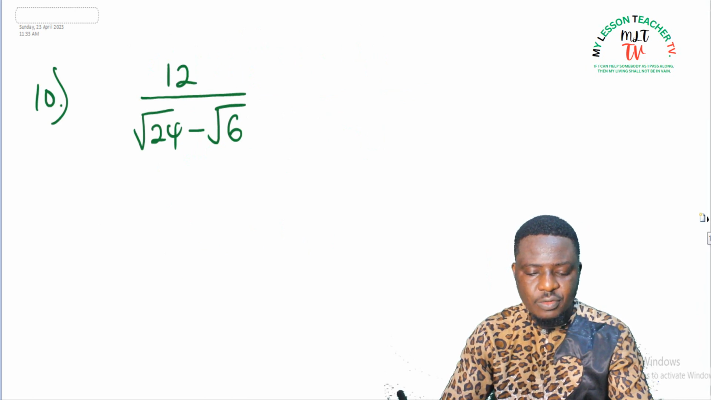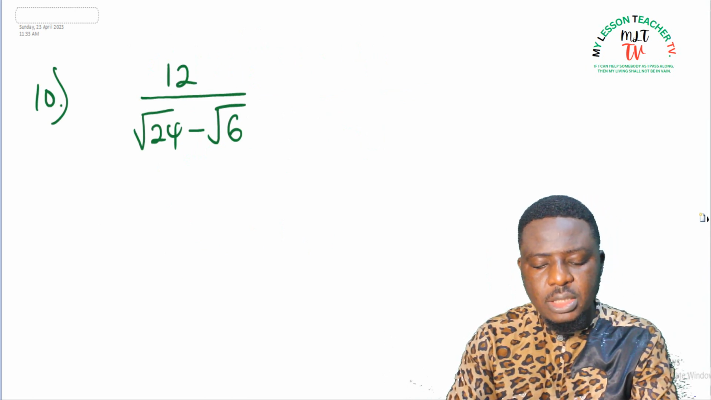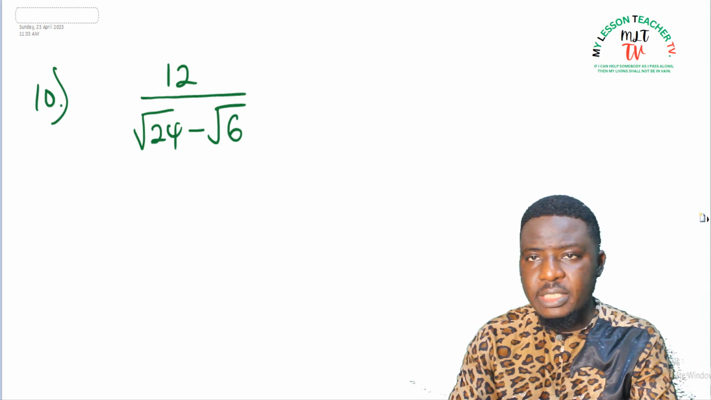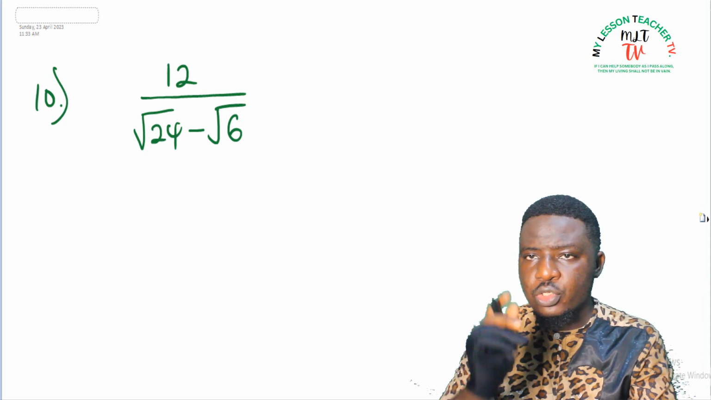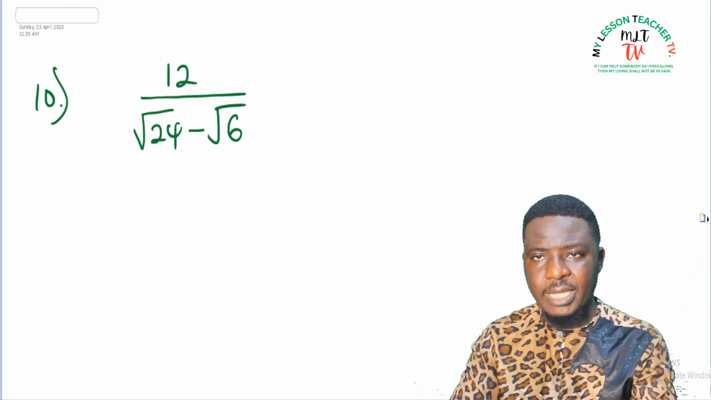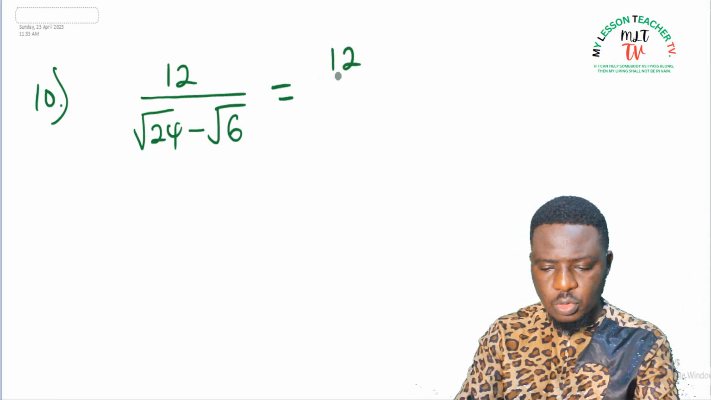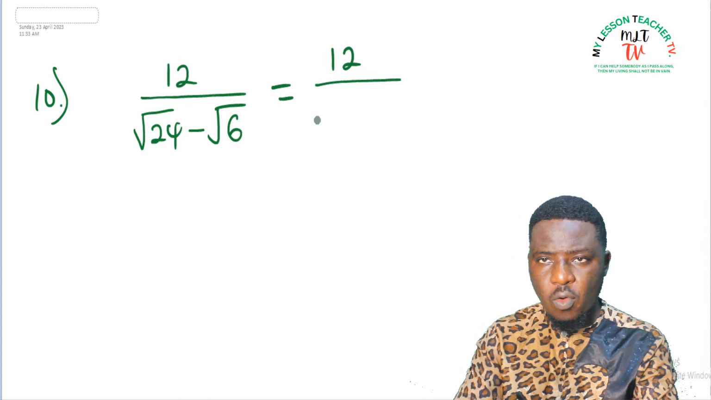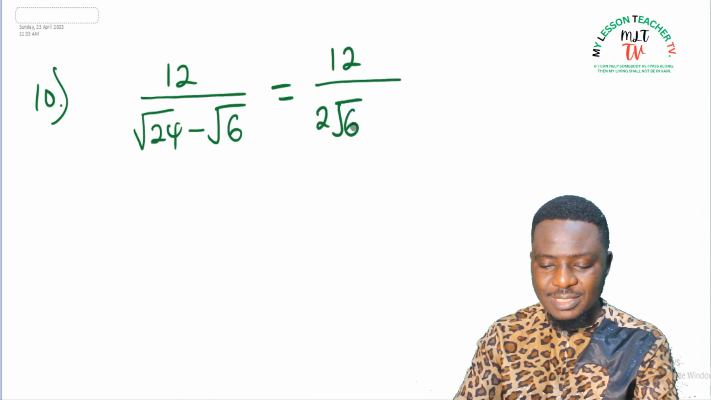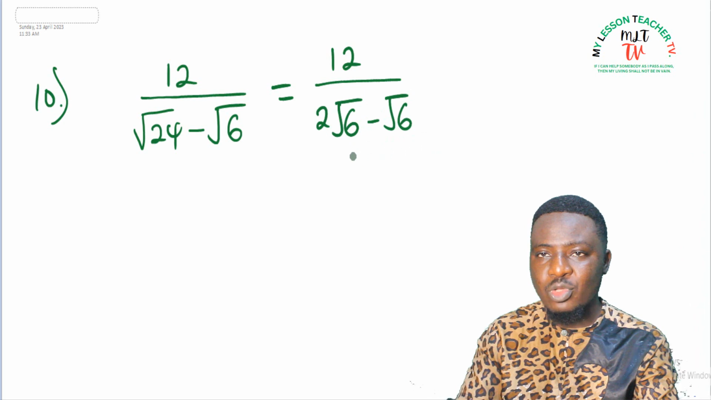Question 10, we have 12 divided by root 24 minus root 6. Simplifying this, now you will discover that the denominator is a two-term expression. So what we are going to do is, we are still going to simplify it, okay? Keep calm. Simplify it and see what will happen. This is equal to 12 divided by root 24, which is 2 root 6, so 2 root 6 minus root 6. Can you see? They are now like terms, so you can subtract.